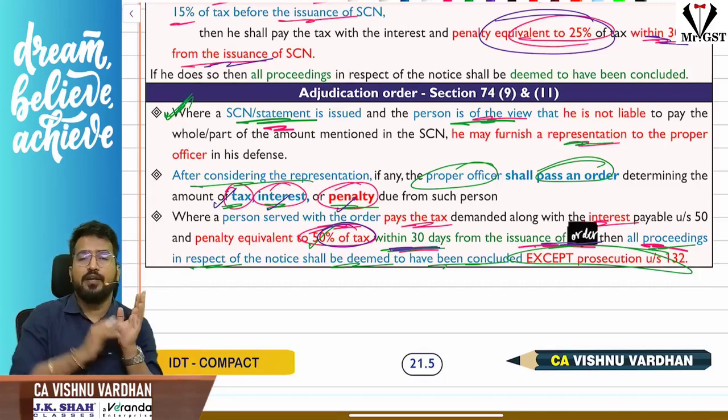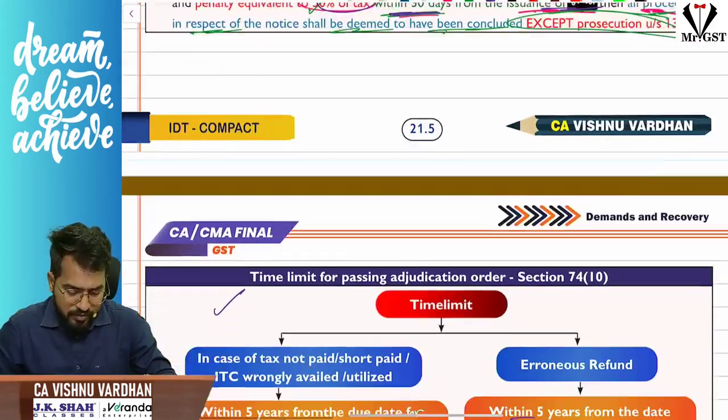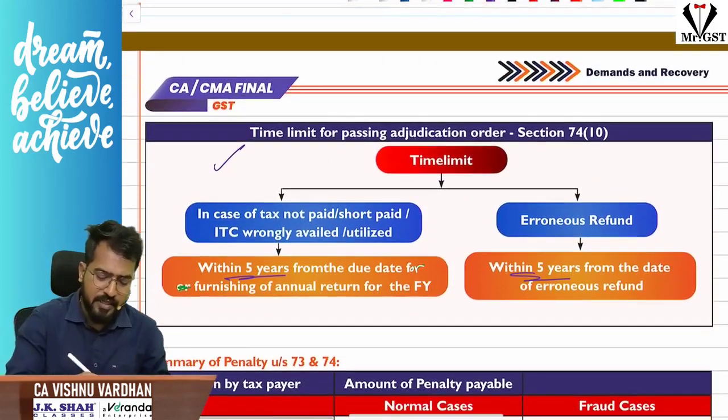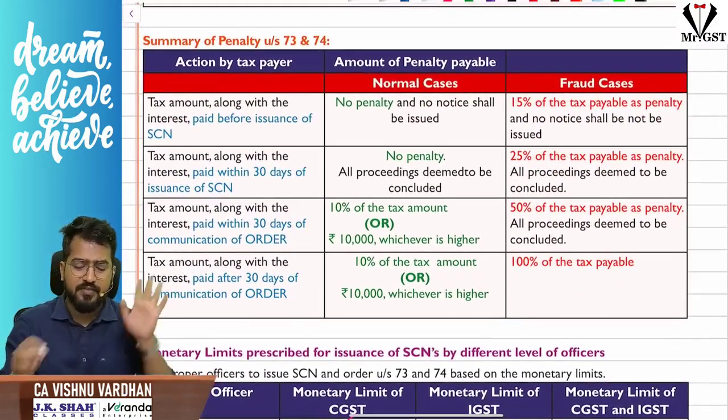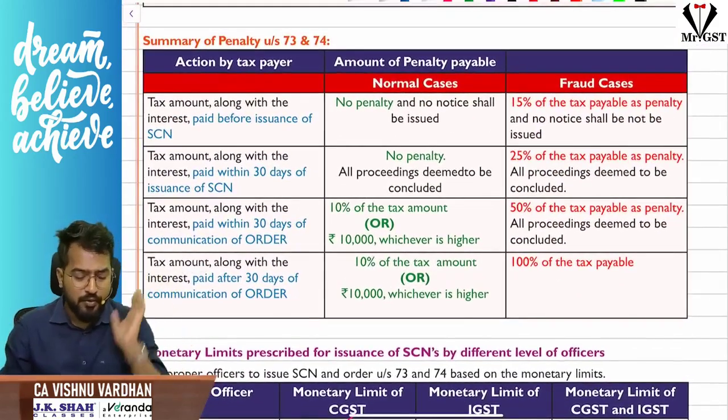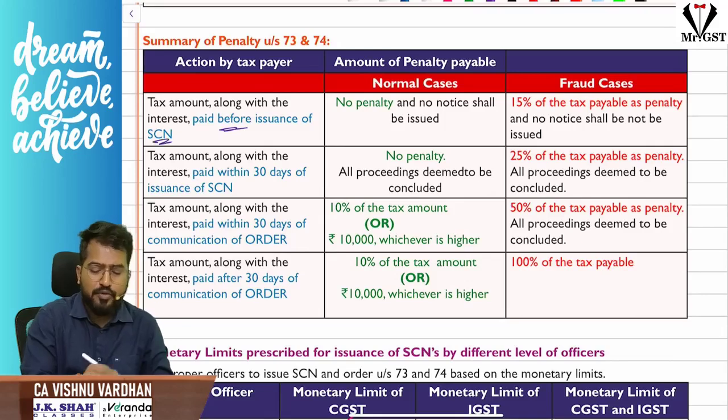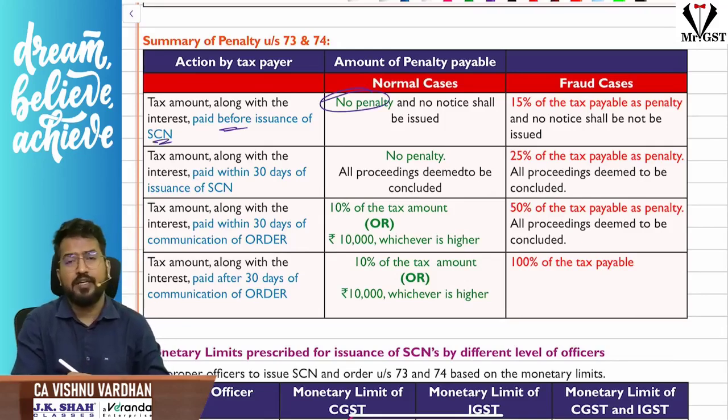So I repeat, please understand. Here I have given one table. Listen, these time limits we have discussed, 5 years and all. See, simple. What is the difference between 73 and 74? Now, if you look at the tax amount paid before the show cause notice, in 73 there is no penalty, but here 15% penalty will be there.